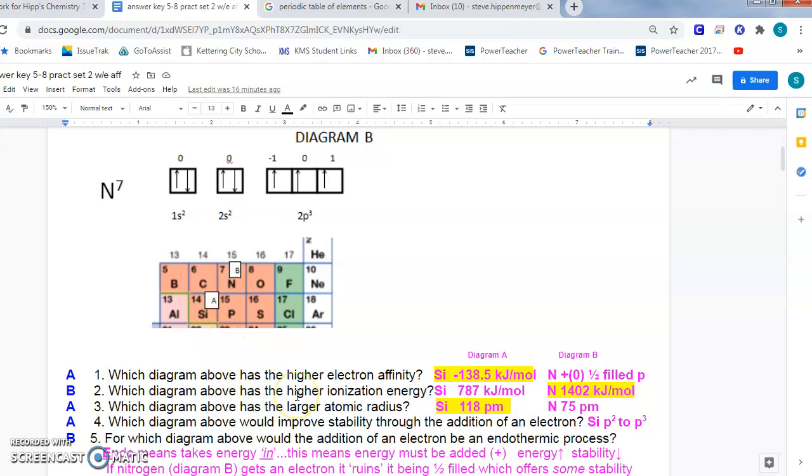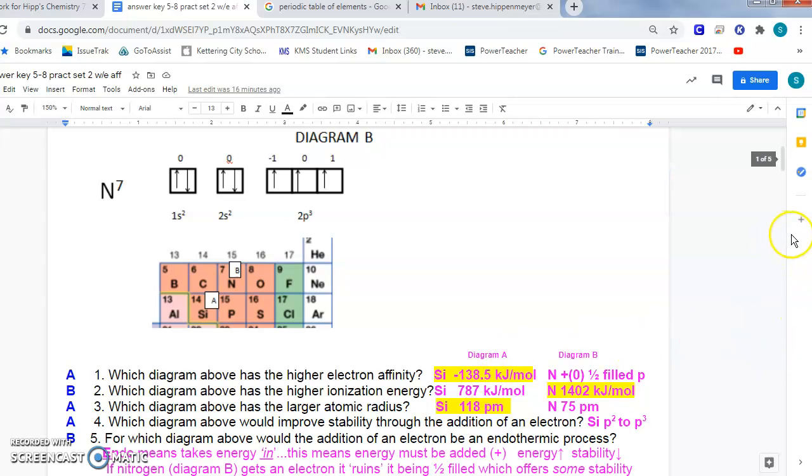So who has the higher ionization energy? Nitrogen is smaller. Nitrogen's further to the right. It's smaller, so it's going to be harder to strip the electrons off from nitrogen. In fact, you don't need to look these numbers up, but nitrogen takes 1,402 kilojoules per mole to rip electrons off. Silicon is half that, 787.